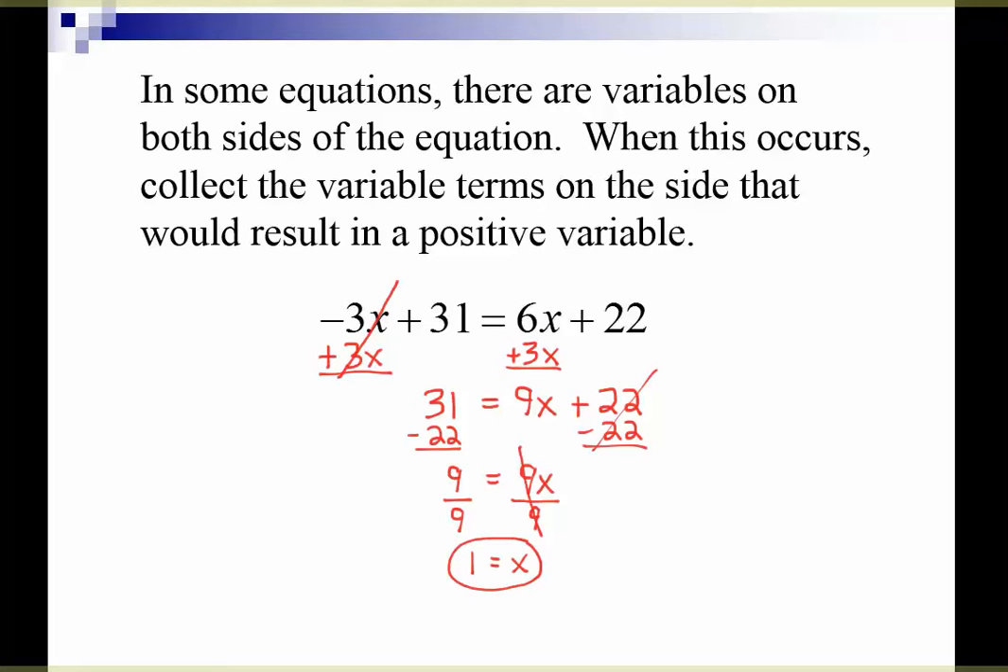Really important to come back up and check your answer. Okay, so if we go back to the original equation, if I plug in a 1 right here for x, I get negative 3 times 1 is negative 3, and negative 3 plus 31 is 28. So I might just write that number down to get 28 on the left-hand side. Let's plug in a 1 over here for x. 6 times 1 is 6 plus 22. Look at that. It's also 28. As long as those numbers match up, that means you have a true statement.